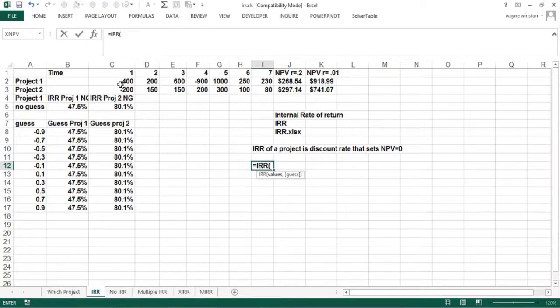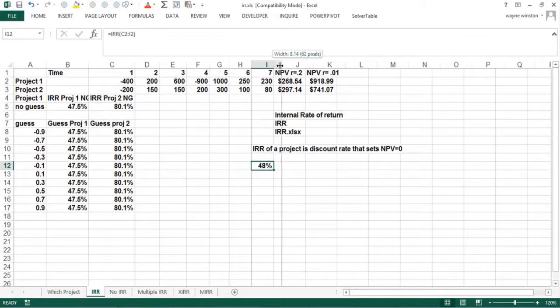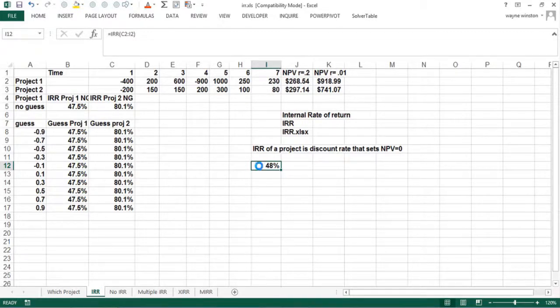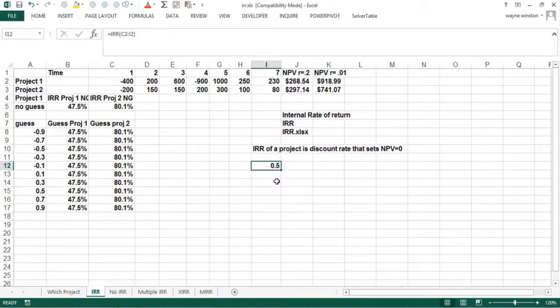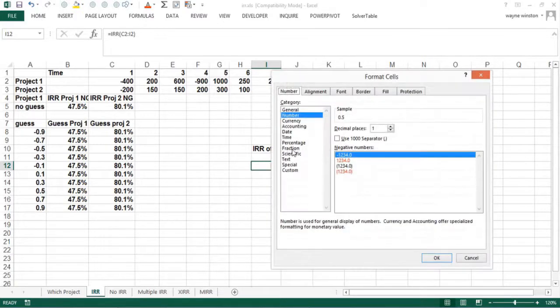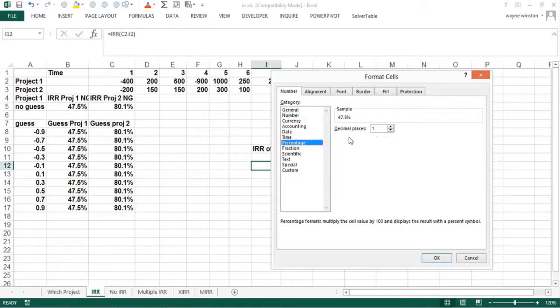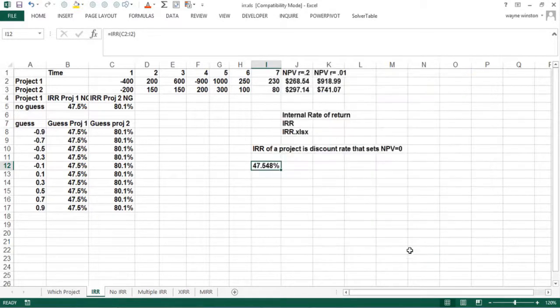Do the IRR function, and assuming these are regularly spaced cash flows, the first project has an IRR of, if you want to be precise about it, 47.5%. Oops, I should probably get more decimal points there. 47.5%. Okay. Now, sometimes that won't work if the IRR is way different than 10%.